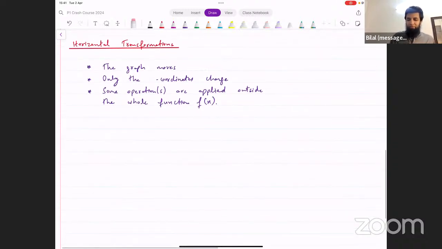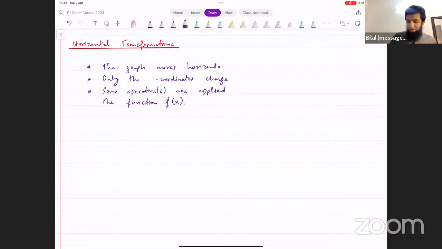In this case, the graph moves horizontally. So the movement of the graph is horizontal, okay? Only the x coordinates change, and you have some operations applied inside the function f of x. That means something changes with x. You add something or subtract something to x, you multiply x by something, or you multiply x by a negative sign. All right, so this is what happens in horizontal transformations.